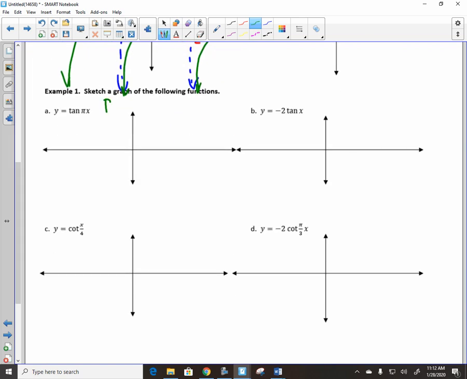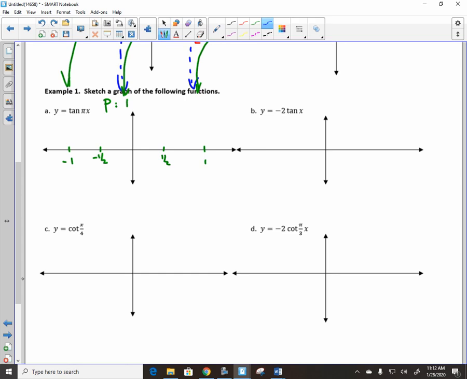What is the period for this guy? Remember, I take pi divided by b. So you're going to get 1. I mark 1 and negative 1. I divide it into how many parts? Why 2 parts? Because it takes 2 quadrants to repeat itself.